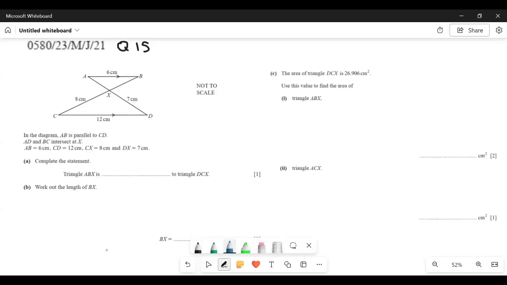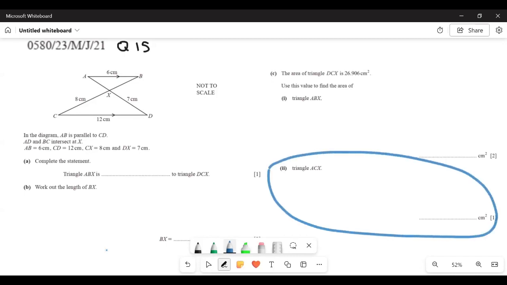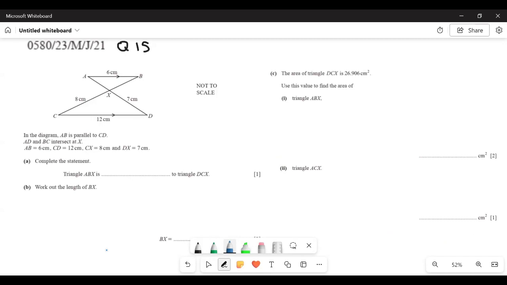One of the tricky questions some of my students struggle with, especially this last part where the area of DCX has to be found. Let's quickly go through the question. The first part says, complete this statement: triangle ABX is similar to triangle DCX. If you take a look at the two triangles, all their corresponding angles are equal.